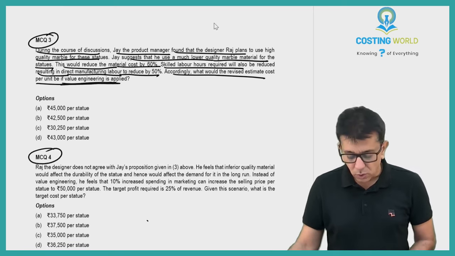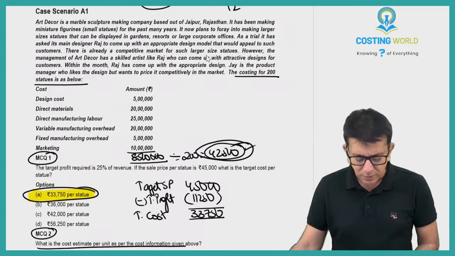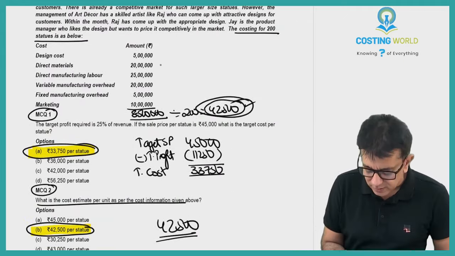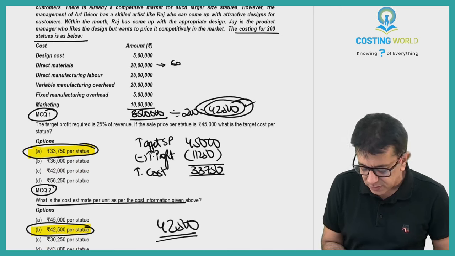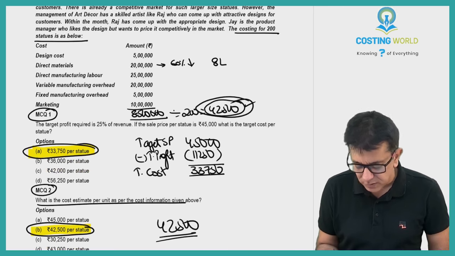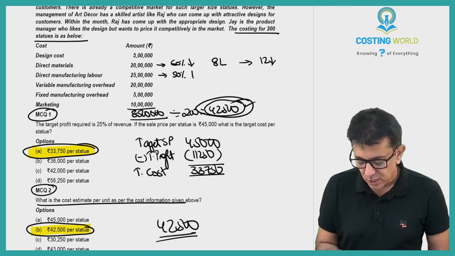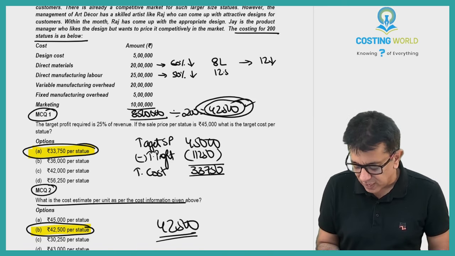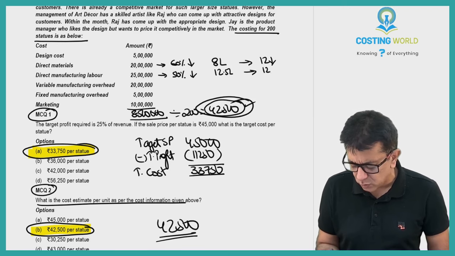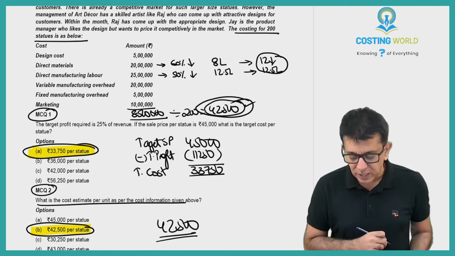Okay. So Jay, the product manager, is telling Raj, please let's use cheaper materials. This will reduce by 60%. So therefore, this will become 8 lakh rupees, meaning it will fall down by 12 lakhs. Further, labor cost will be falling down by 50%. So therefore, it will become 12.5 lakh rupees, meaning it will also fall down by 12.5 lakhs. So therefore, your cost will fall down by 24.5 lakhs.